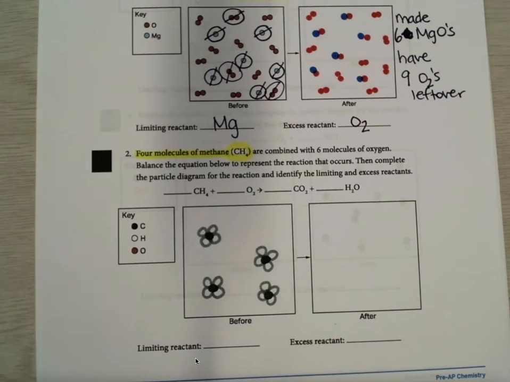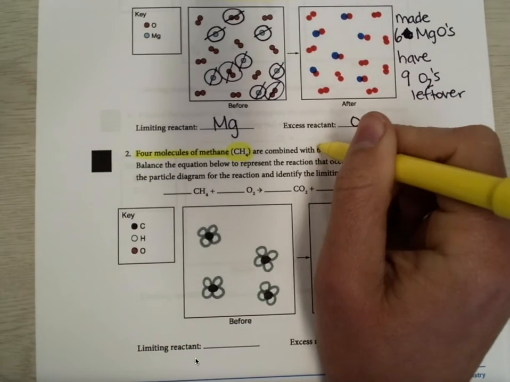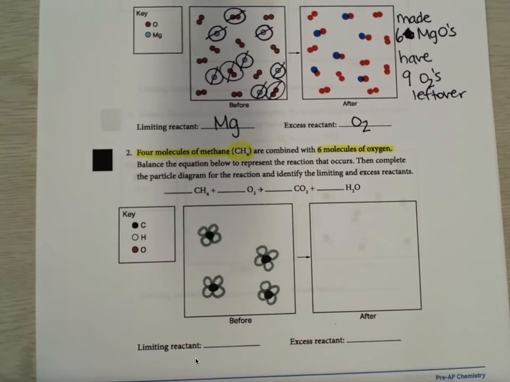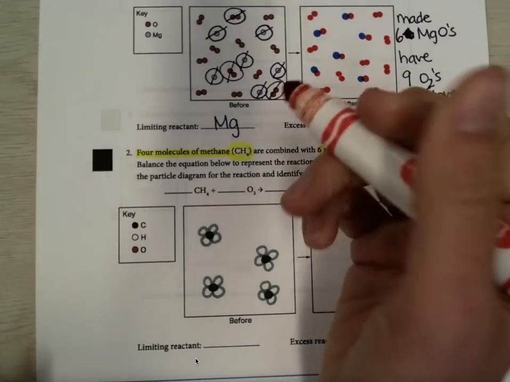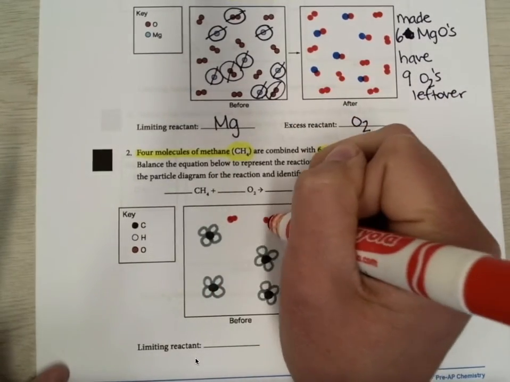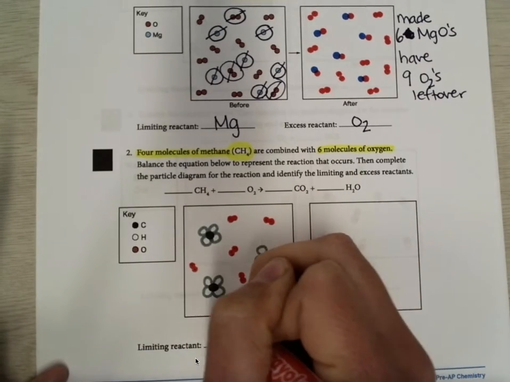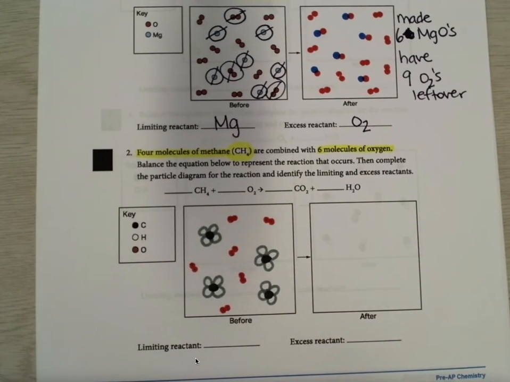Now we're going to combine those with 6 molecules of oxygen. Remember that oxygen is diatomic, so I'm going to draw 6 of those. 1, 2, 3, 4, 5, 6.